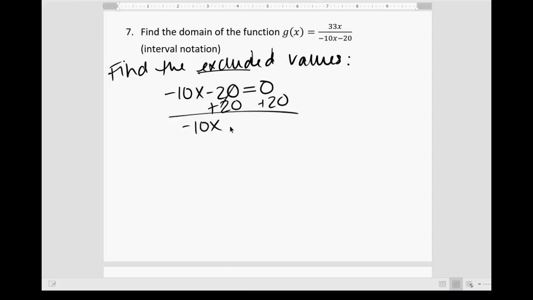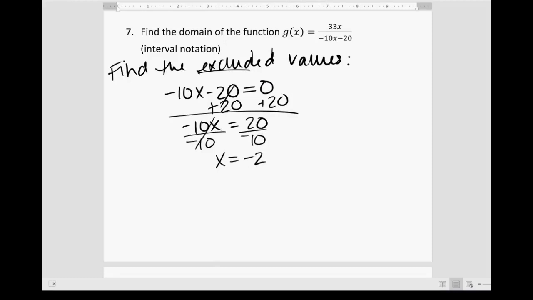So negative 10x is equal to 20, and I'm solving for x. I'm going to divide by negative 10 on both sides. So x equals 20 divided by negative 10, which is negative 2.